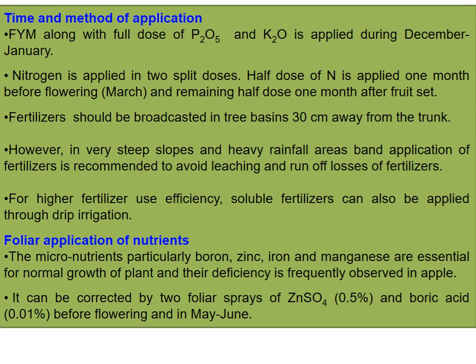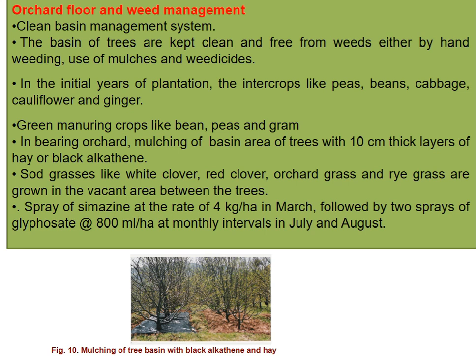Foliar application of nutrients. The micronutrients, particularly boron, zinc, iron, and manganese, are essential for the normal growth of the plant, and their deficiency is frequently observed in apple. It can be corrected by two foliar sprays of zinc sulfate and boric acid before flowering and in May and June.